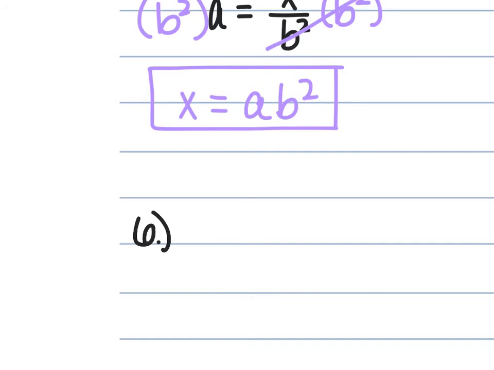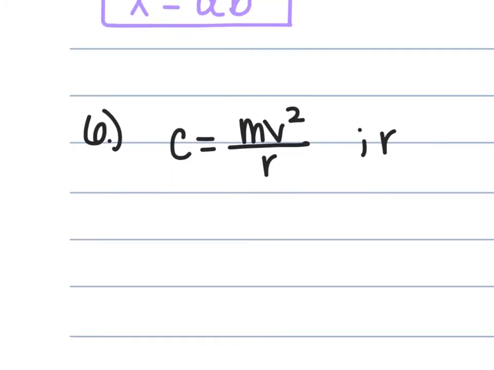For 6, they give us c is equal to m times v squared all over r. And we're going to get r by itself. So again, if we want to rewrite this so we have a little bit more room to work with, we have c is equal to m times v squared over r. So we want to get r by itself.